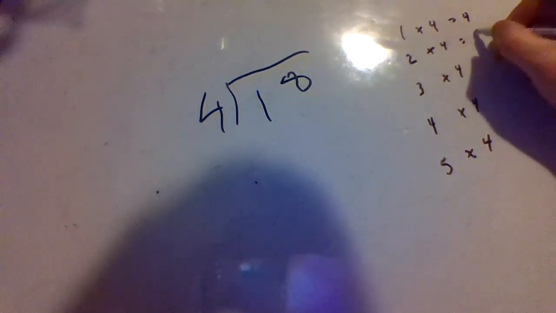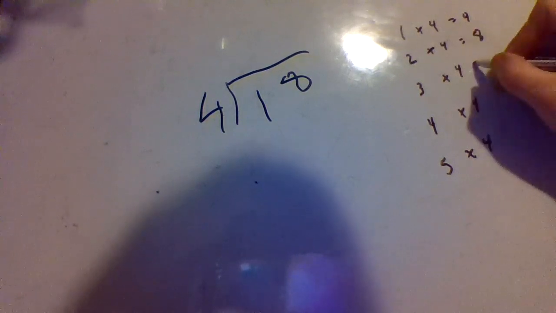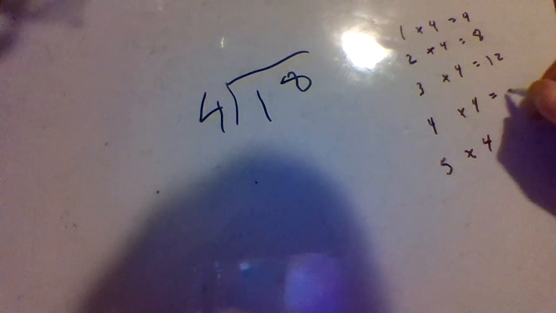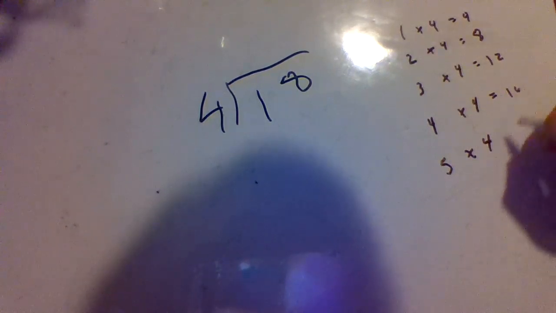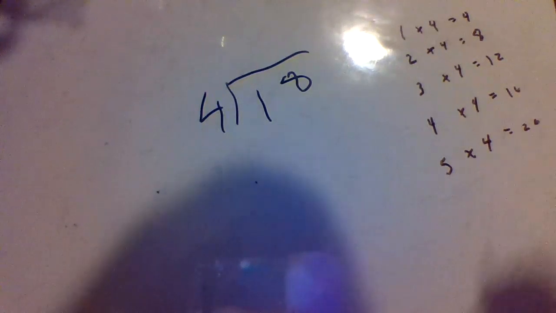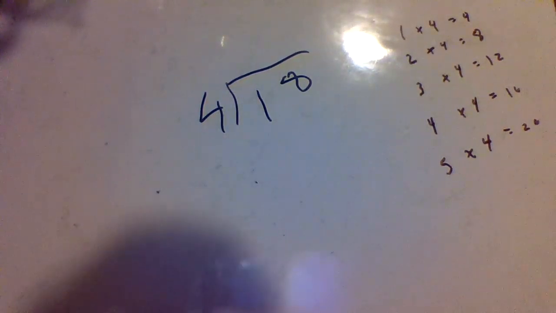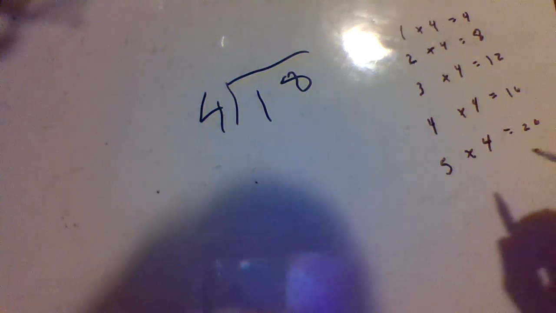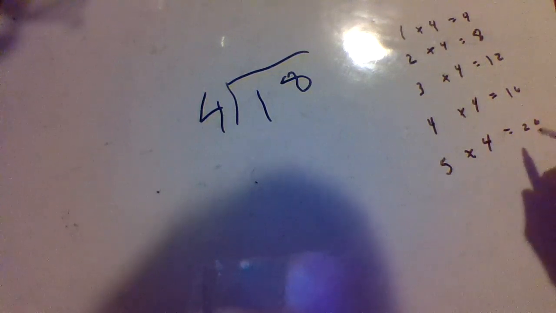So 1 times 4 is 4. 2 times 4 is 8. 3 times 4 is 12. 4 times 4 is 16. And 5 times 4 is 20. Now, the reason I stopped at 5, which you'll see momentarily, is because 5 times 4 equals 20.